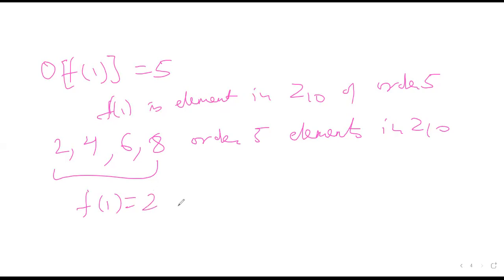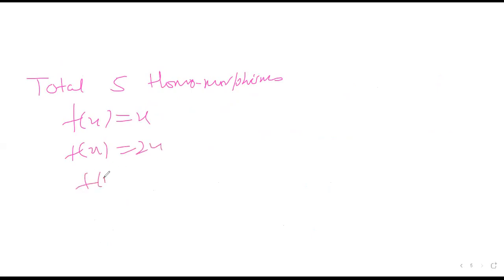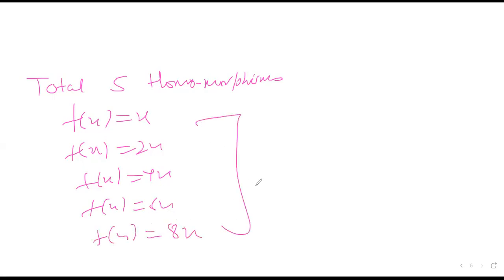So F1 can be 2 or 4 or 6 or 8. Extending the same logic, Fx can be x, 2x, 4x, 6x or 8x. So there are a total of 5 homomorphisms. That is Fx equal to x, Fx equal to 2x, Fx equal to 4x, Fx equal to 6x, and Fx equal to 8x. These were the 5 homomorphisms.